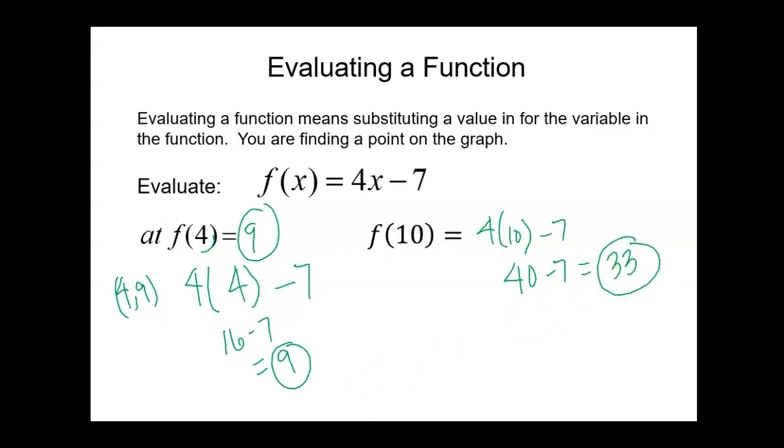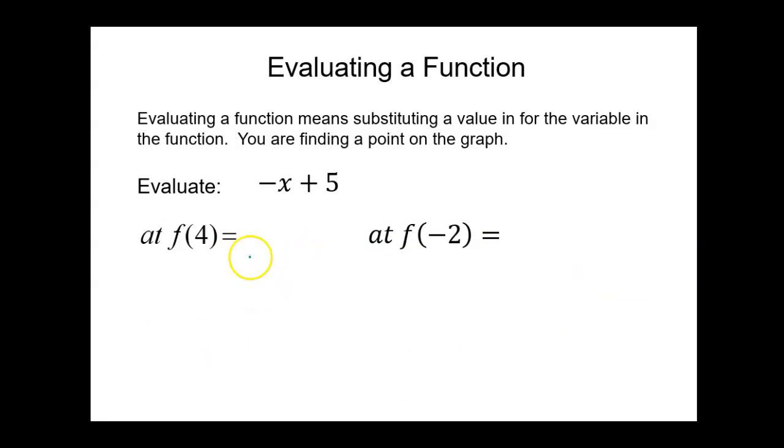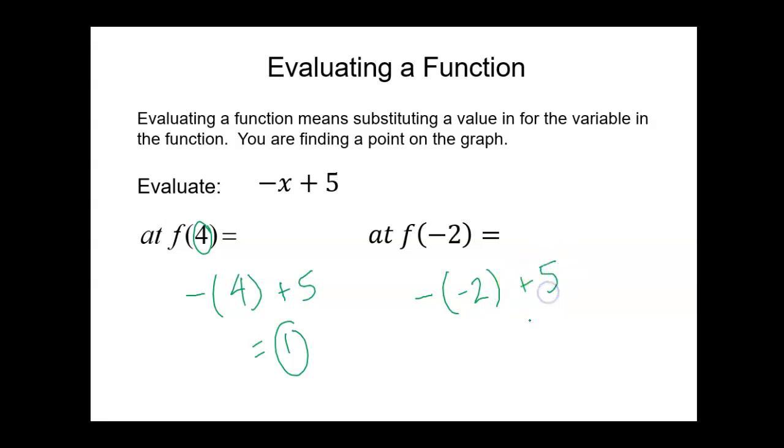Okay, so let's try a couple more examples here. If I have f of x equals negative x plus 5, I'm going to be plugging in 4 where x is. The negative is still going to be there. I'm going to replace x with parentheses, and whatever's inside my parentheses is what I'm putting there. So this would be negative 4 plus 5, which equals 1. Now if I put a negative 2 in here, I've already got the negative out front, so negative negative 2 plus 5 is 2 plus 5, because a negative times a negative gives me a positive. So that would be equal to 7.